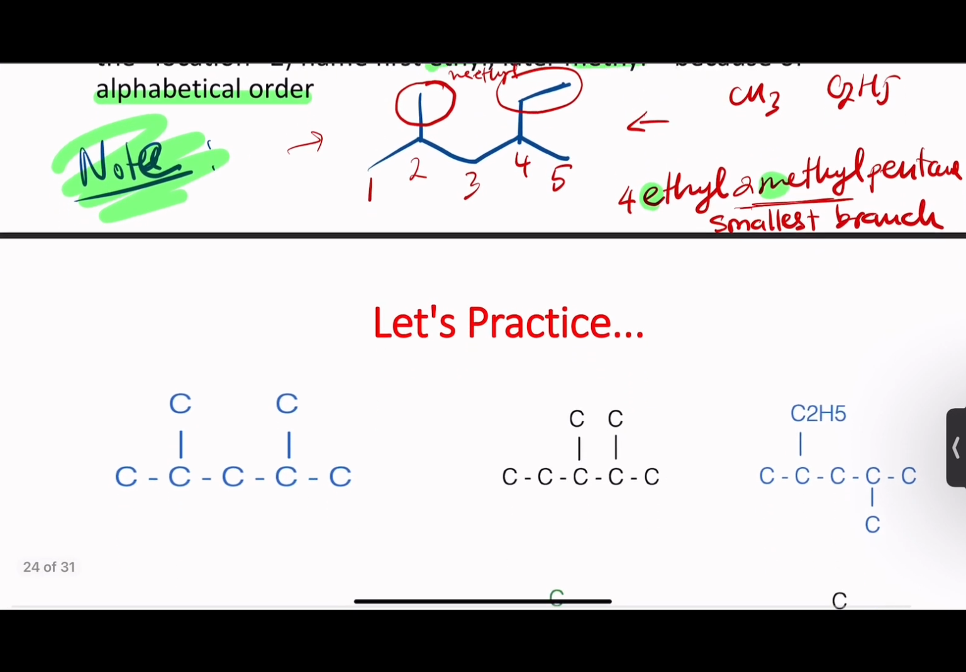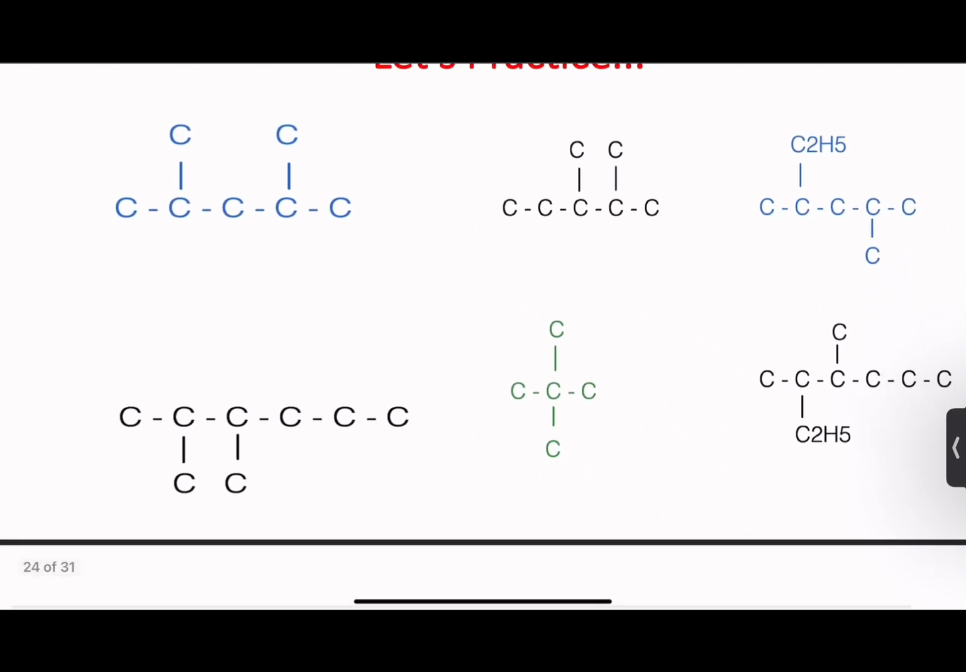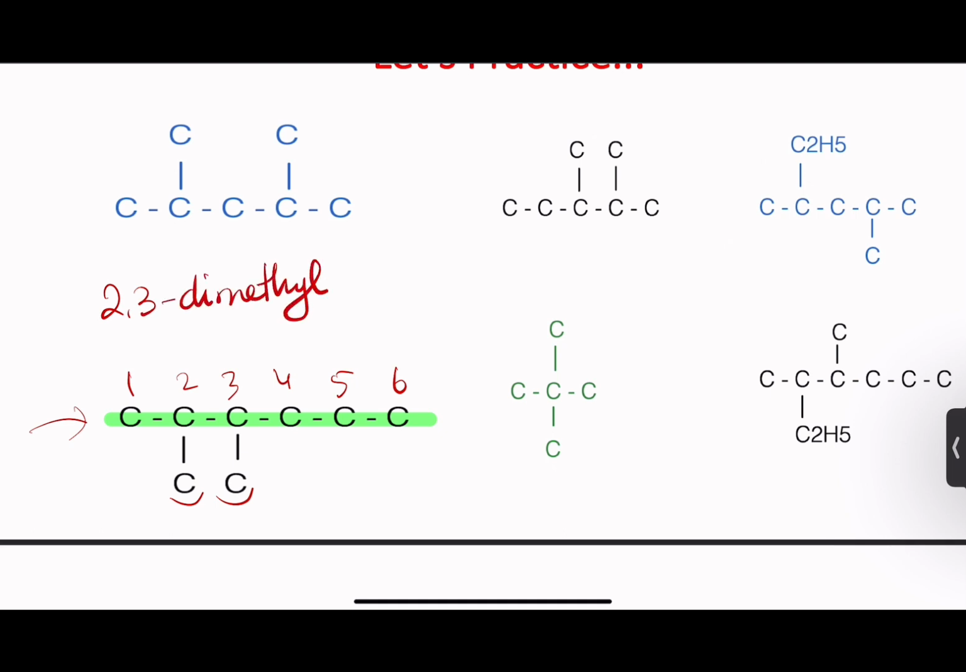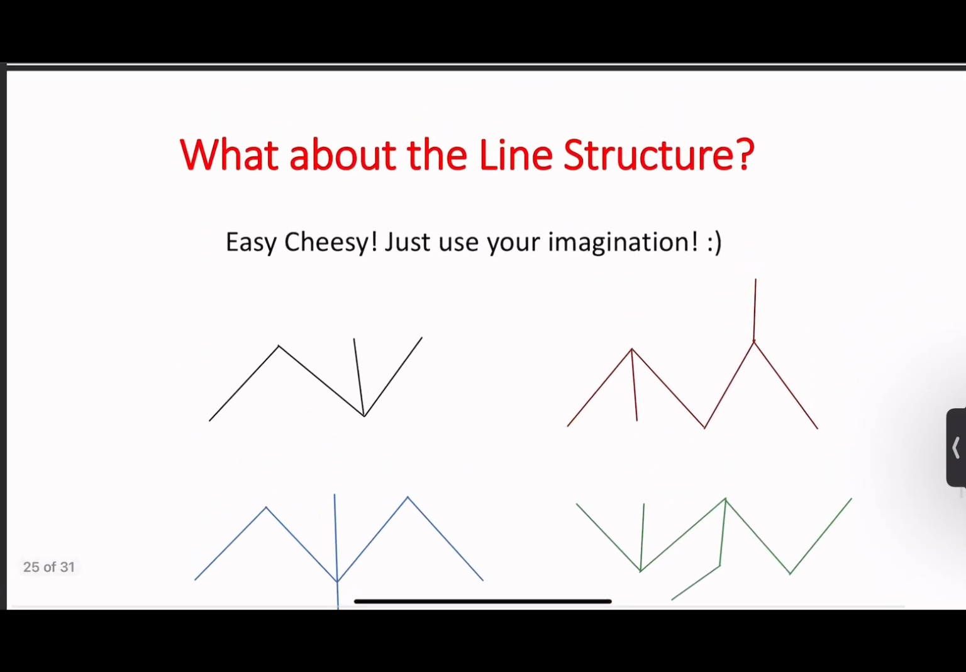Okay, now practice again. I'm just going to do this guy in here. The longest chain is going to be this. And then I start numbering from closest to the branch, which will be from the left. 1, 2, 3, 4, 5, 6. I got 2 methyl groups in here. It'll be 2,3-dimethyl because I have 2 of them. And then it will be hex because my root is 6 carbons, and I only have single bonds. It'll be hexane. Okay. Now I will do a couple of line structures.